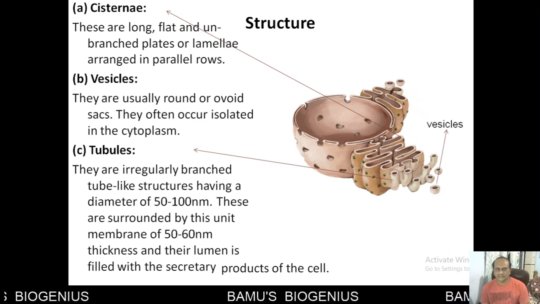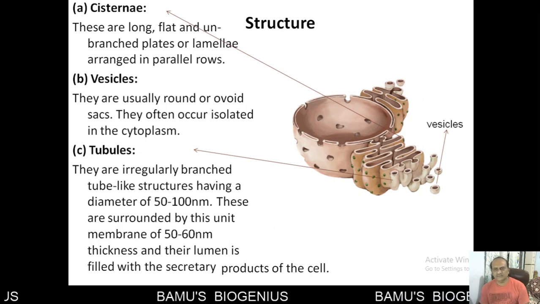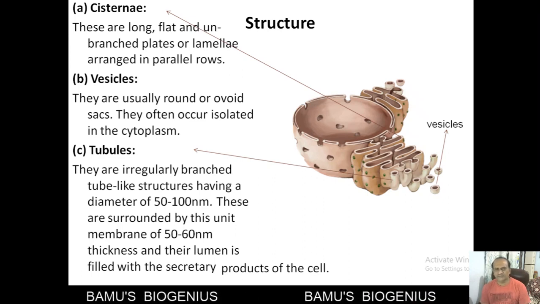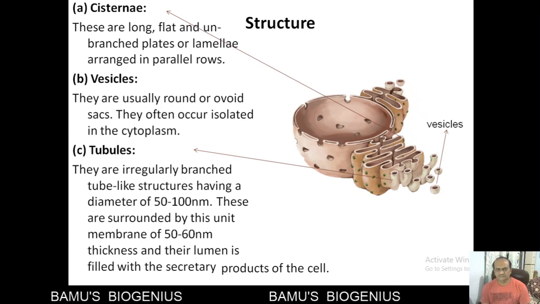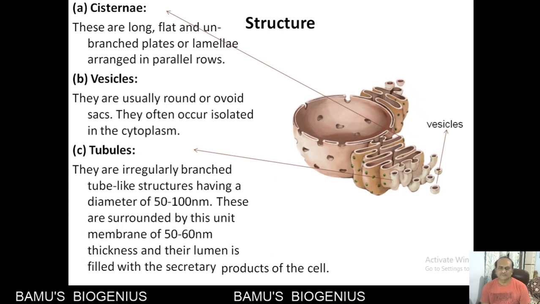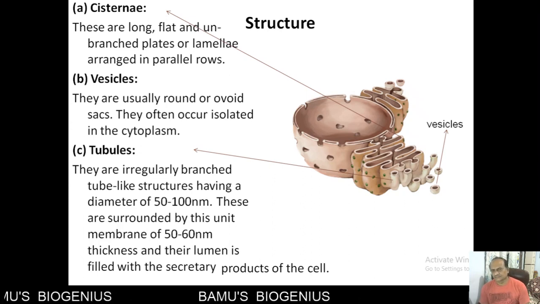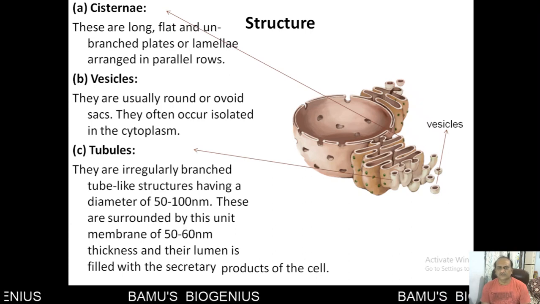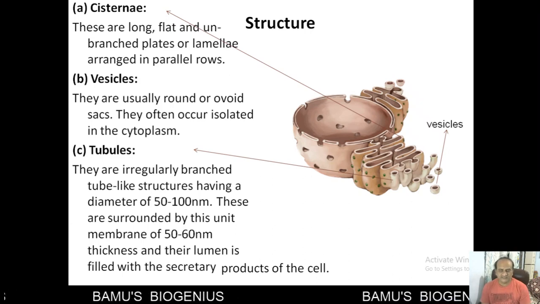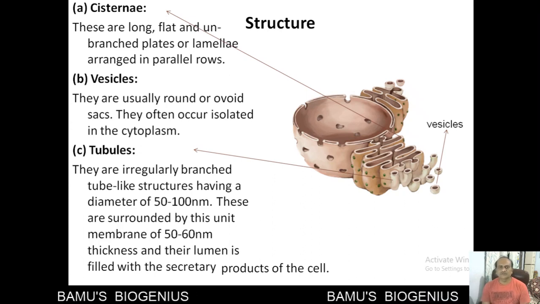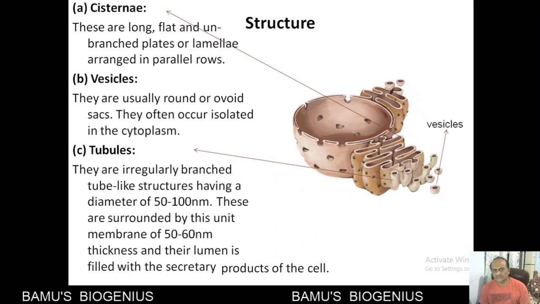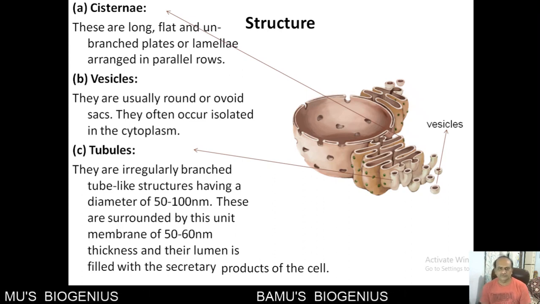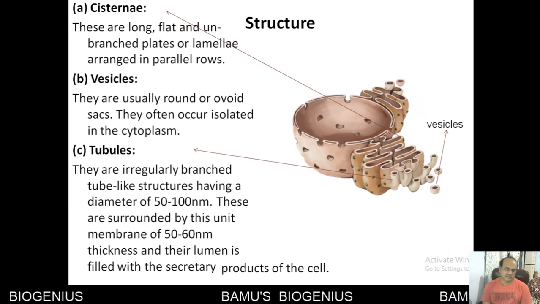Then another peculiar feature of endoplasmic reticulum is tubules. These tubules are irregularly branched tube-like structures, and their diameter is about 50 to 100 nanometer. And they are surrounded by small vesicles. These are also very small bubble-like, circular vesicles. So together they form the endoplasmic reticulum, that is cisternae, vesicles, and tubules.